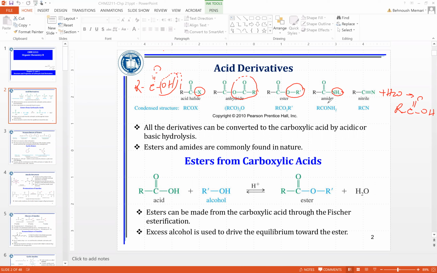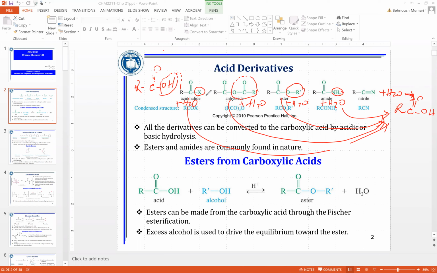Any of these acid derivatives, if you add water, some of them require a catalyst, others don't. If you add water, it's going to give carboxylic acid. Same thing when you add water to acid anhydride, it will give carboxylic acid, and acid chloride as well. And when you add water to nitrile, it will change to carboxylic acid.